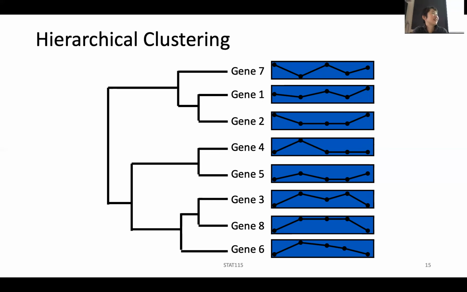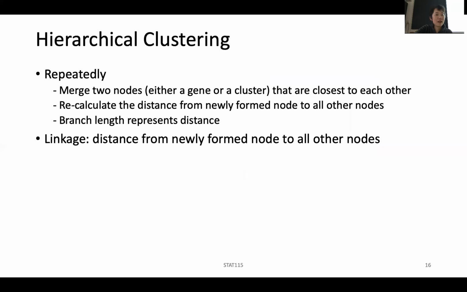Yes, question? Once you merge the cluster, you try to calculate the distance with that cluster and other groups. Which point in that cluster do you use? That's a very good question. How do you calculate the distance between one node and another node, right? This is called linkage. It is how you calculate the distance from the newly formed node to all the other nodes.